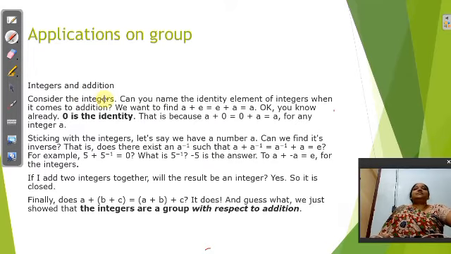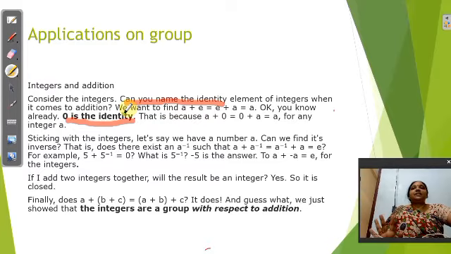Here I am considering the set of integers. Can you name the identity element of integers when it comes to addition? Already I have told you, if addition is the operation, what is the identity element? 0 is the identity element. Whenever addition is the binary operation, 0 is the identity element. If multiplication is the binary operation, 1 is the identity element.